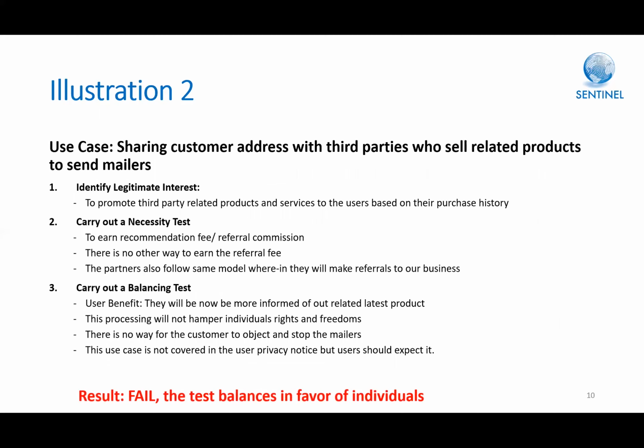Now let's look at another example where a business wants to share its customers' addresses with third parties who sell related products to send mailers. In this case, business wants to earn a recommendation fee. As you can see, this clearly cannot be argued to be a legitimate interest of the company, and the users would not be expecting their data to be shared unless they have explicitly opted in. In this case, the balancing test balances in favor of the individuals and fails.